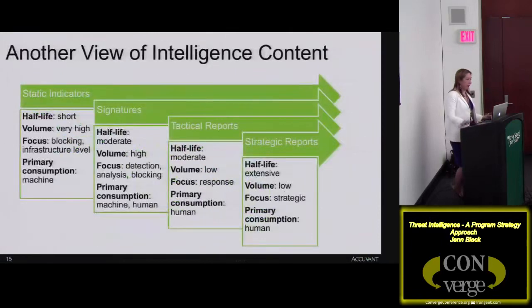So then we have another view of this. When we talk about static indicators, they have a fairly short half-life, from 5 minutes to maybe an hour. They're important, but it's a high data volume and a low strategic value, which means that you have to automate the crap out of this stuff or you'll drown. Signatures and composite indicators are a little bit more strategic, but these are still primarily for automated systems.